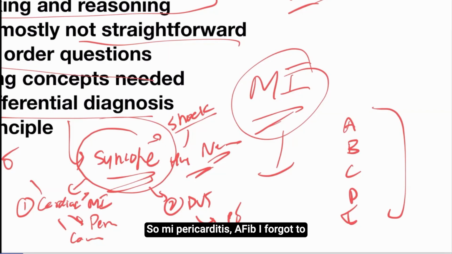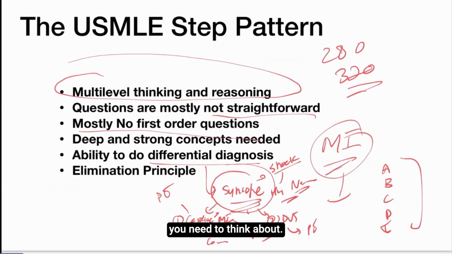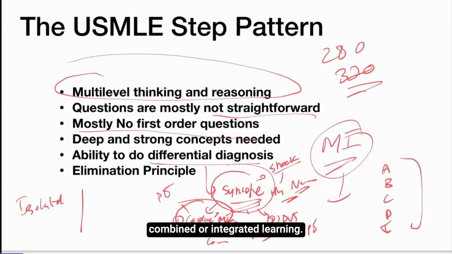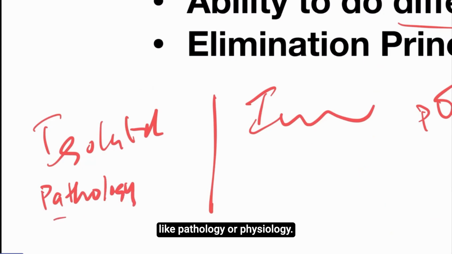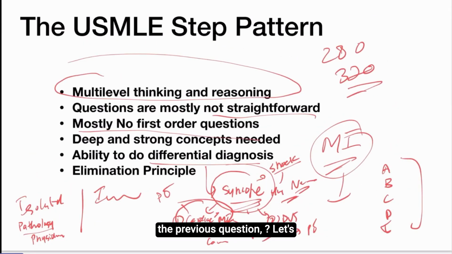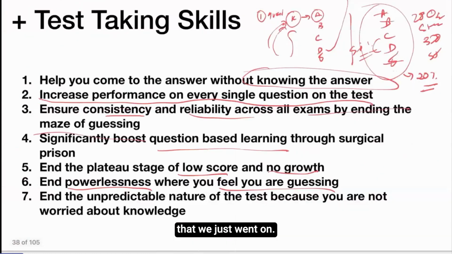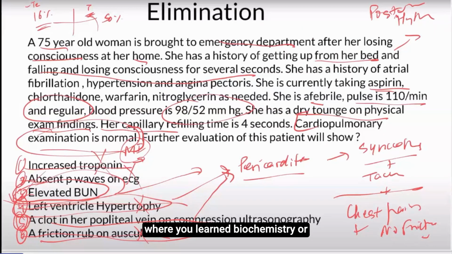So MI, pericarditis, AFib. I forgot to add any kind of arrhythmia here. If you look at arrhythmias, all of them are differentials for the same condition. And this is another point you need to think about, because if you learn based upon just isolated learning, which we'll talk about later on as well, isolated versus combined or integrated learning. Isolated learning is when you pick up a certain subject like pathology or physiology. Let me ask you, if you went to the previous question that we just went through, and you just did isolated learning where you learned biochemistry or physiology, do you think you'd be able to answer a question like this? The answer typically is no.